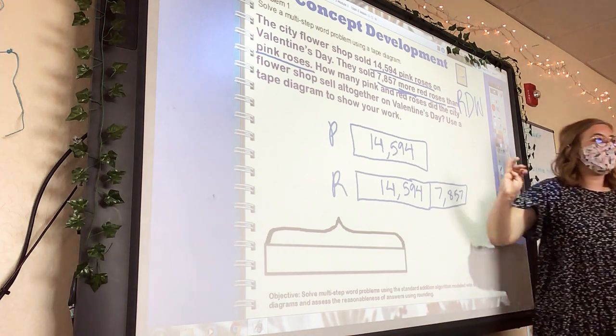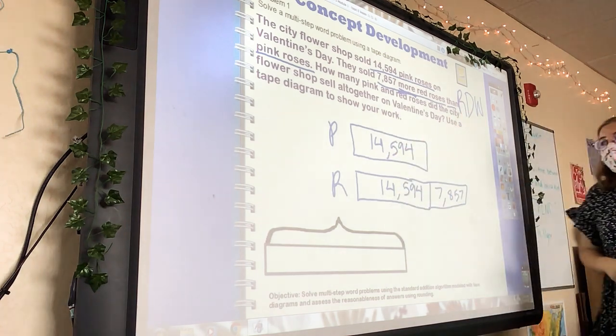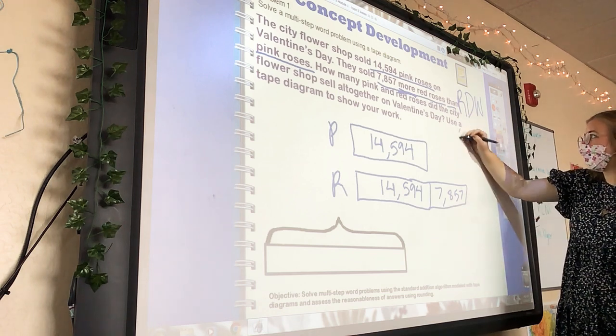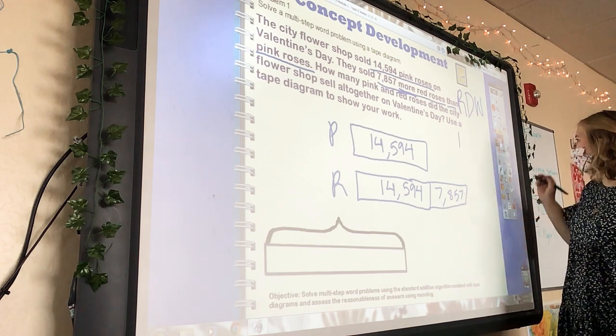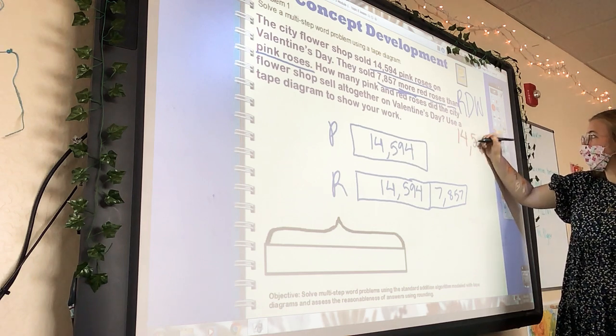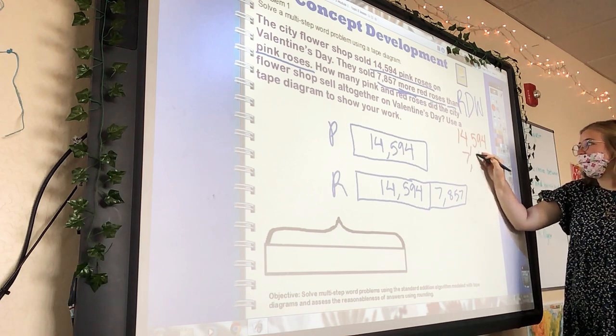So does everybody see where you have to be really careful with these? Yes. Like careful with these questions. Okay, good. So then for red roses, all right, I would add those two numbers together. I'm actually going to do a different color here. Okay. Look at that, red for red roses. How perfect. All right.